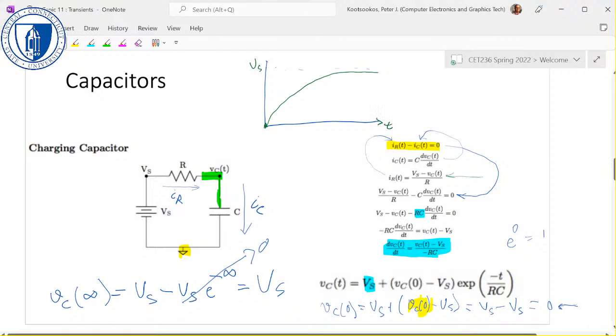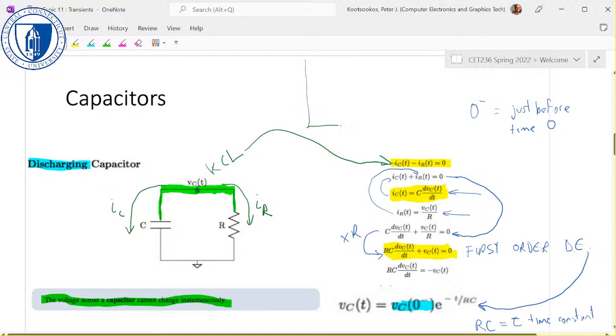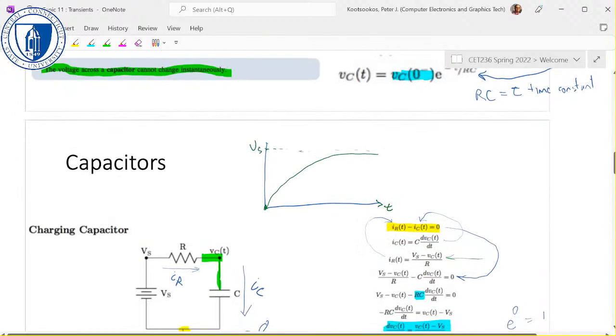This is time. That number, this one, starts off at whatever it was. Let's say it starts off at VS, and it decays exponentially. Right? The shape of the curve is the same. It's just one of them's got an offset, VS. In this case, the other one has zero offset.